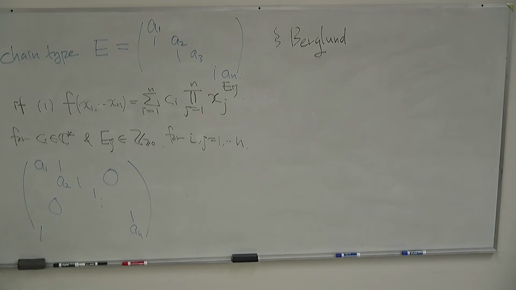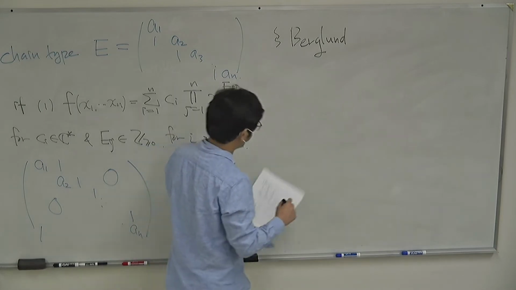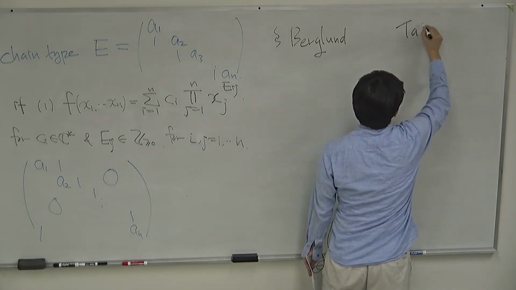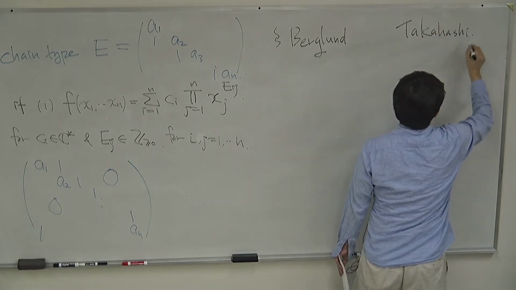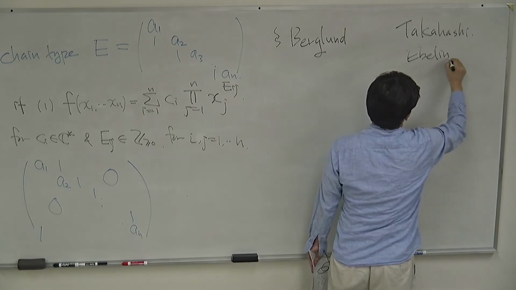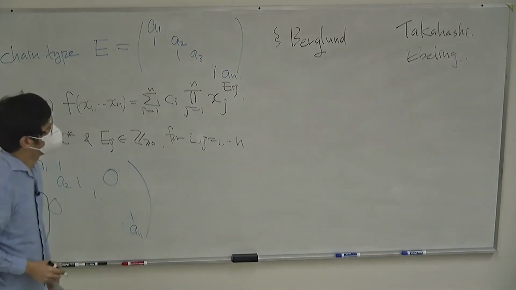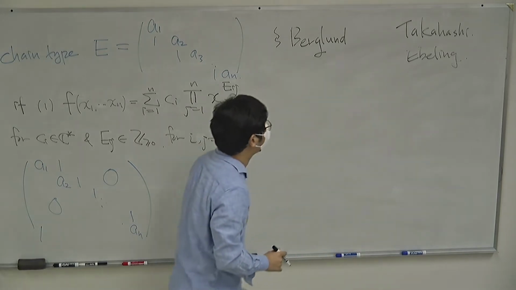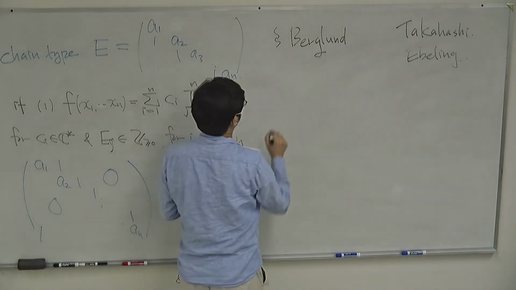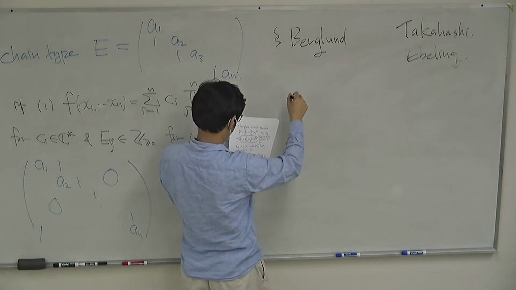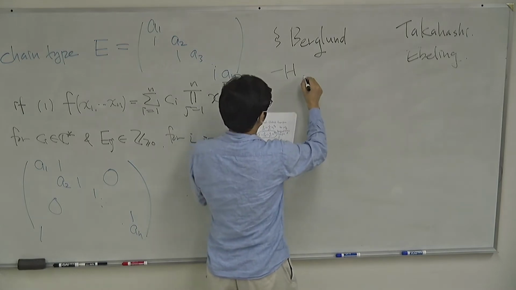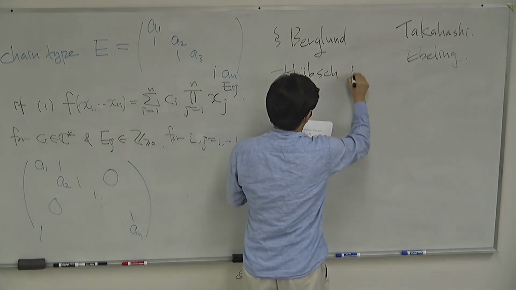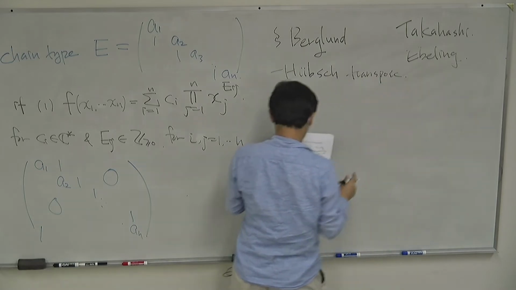I forgot to mention one important thing. This is a kind of survey talk, so most of the explanation I borrowed from the paper of Takashi and Evelyn. There is a survey paper and an article by Takashi, and also a survey paper by Evelyn. I will borrow many explanations from there. Okay, and anyway, let me explain this Berglund-Hubsch transpose. Let me explain what it is.